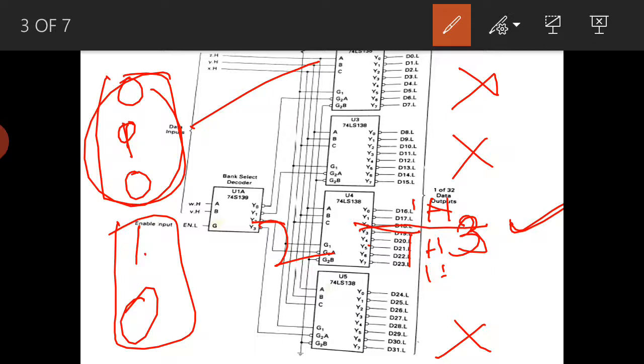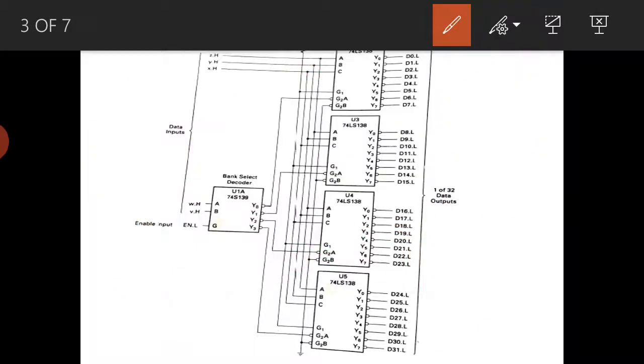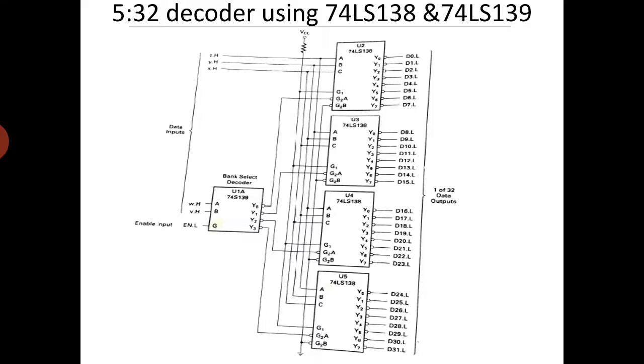So like this, if we have the 5 bits together, one out of 32 outputs will be enabled and the others will be disabled. This is how the 5:32 decoder is constructed using 4 3:8 decoders and 1 2:4 decoder. This is how the connections are done for the construction of the 5:32 decoder.